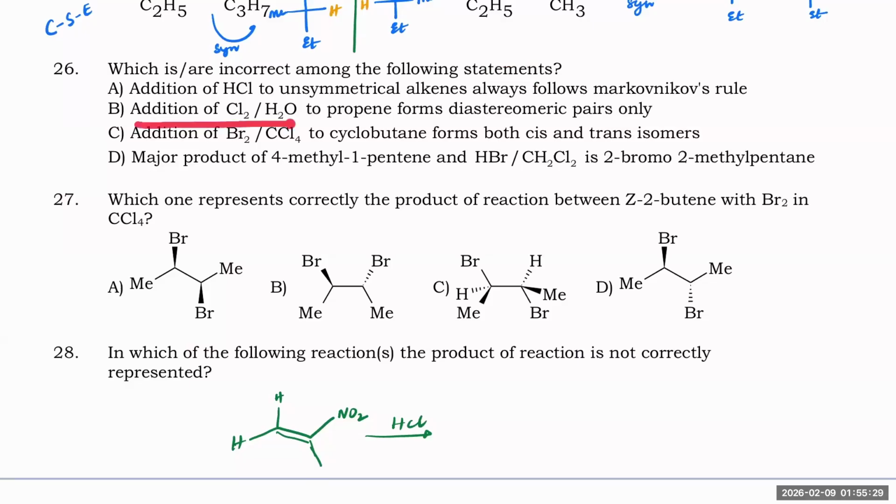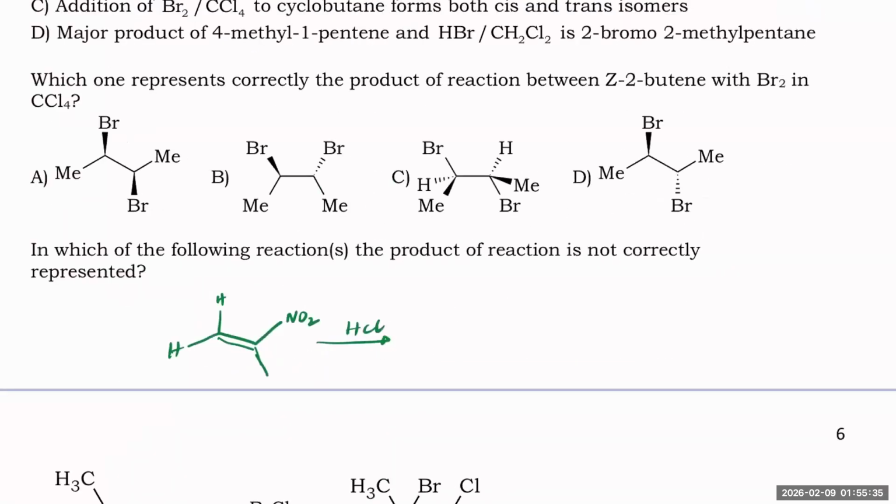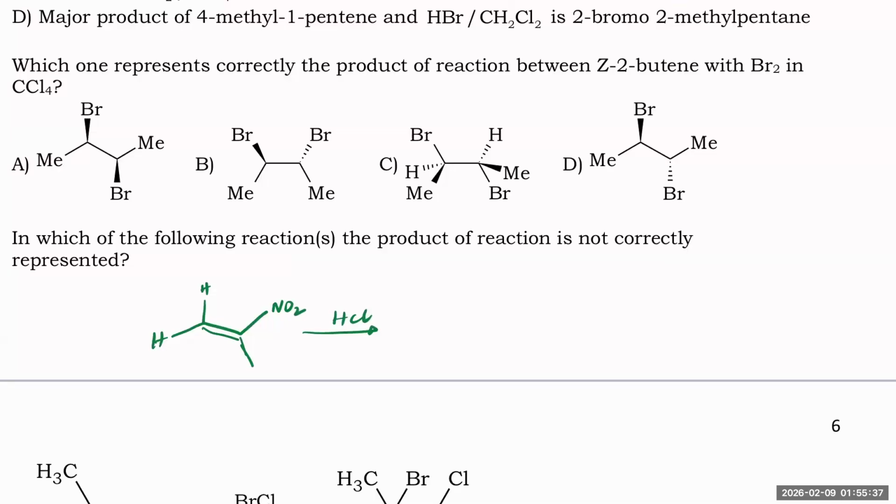Addition of chlorine water to propene forms diastereomeric pairs only. Okay, diastereomeric pairs only. So check out what do we get.